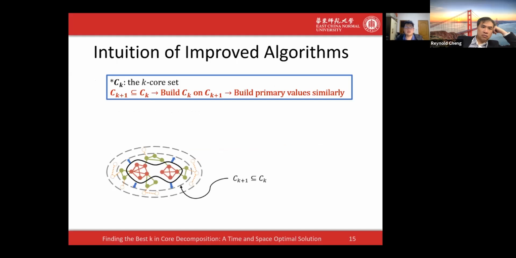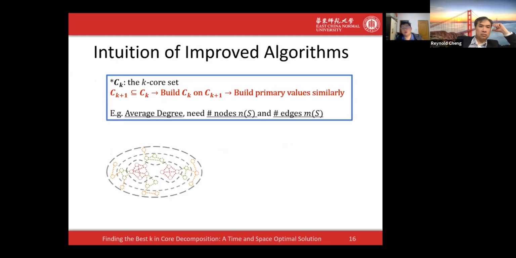Our intuitions are as follows. Suppose C_k is the k-core set, then the (k+1)-core set is a subset of the k-core set, and we can build the k-core set on the (k+1)-core set by adding some nodes, and also we can build primary values similarly.